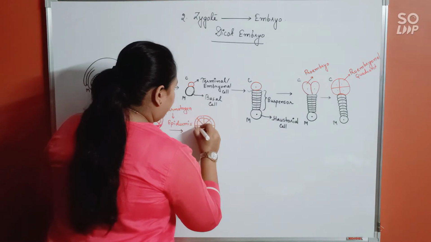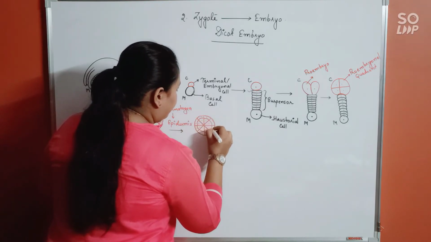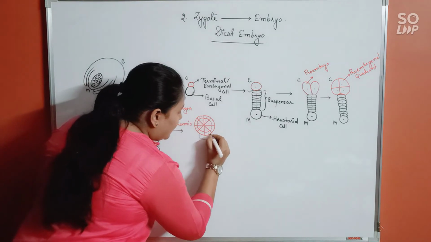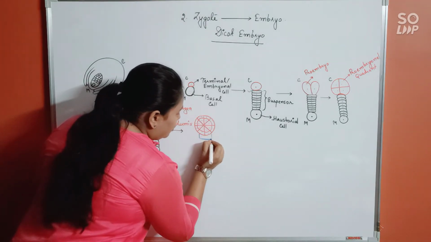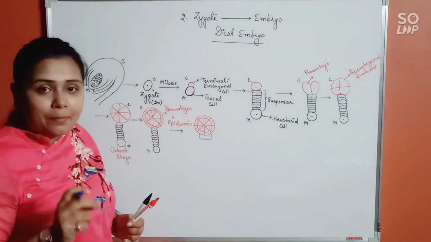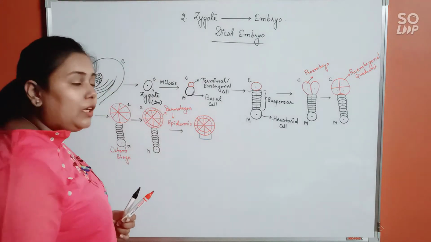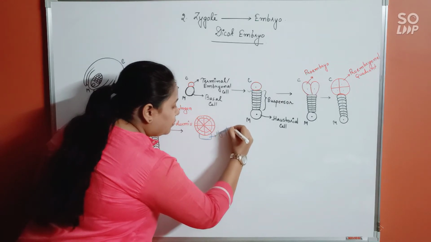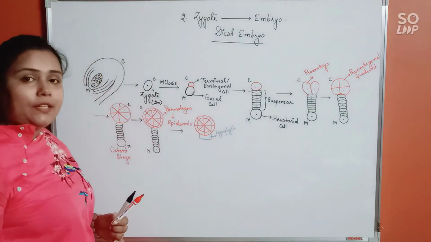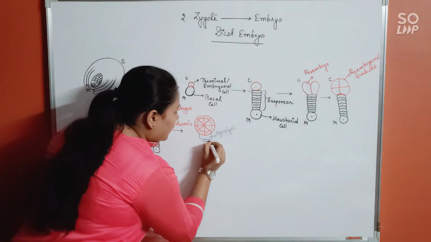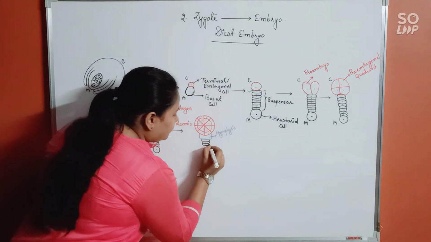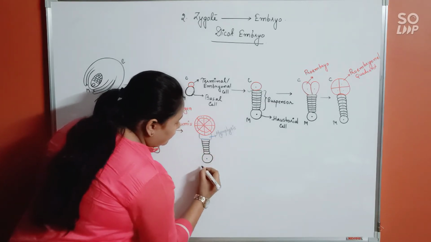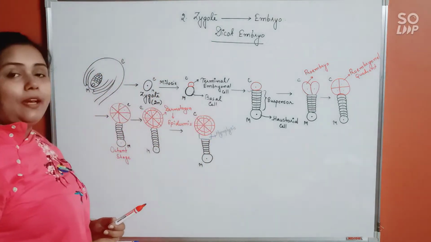This is the proembryo, right? Now, this cell, the cell of the suspensor which is closer to the proembryo, will change, and we will call it hypophysis. Hypophysis, okay? The rest of the cells will remain as they are. This is the micropylar end, this is the chalazal end.